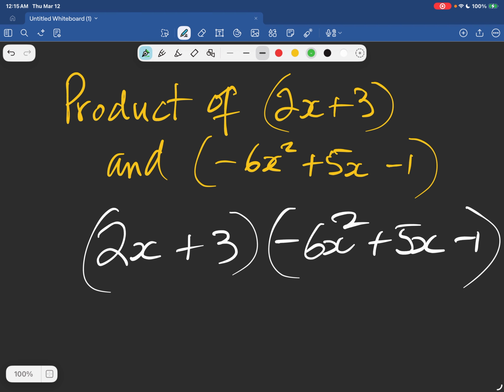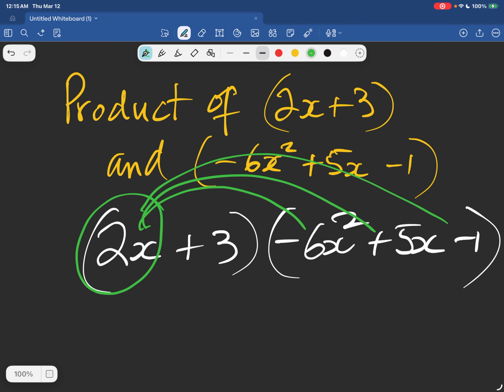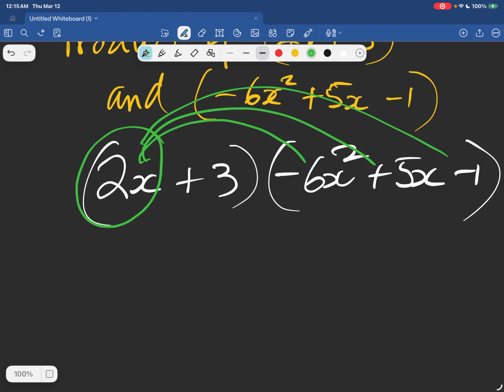What we'll do is something that is quite simple. We're going to take this term and use it to multiply everything in the second parenthesis, making sure to follow the laws of signs, as in how signs interact when they multiply. Let's go ahead. 2x times negative 6x squared.